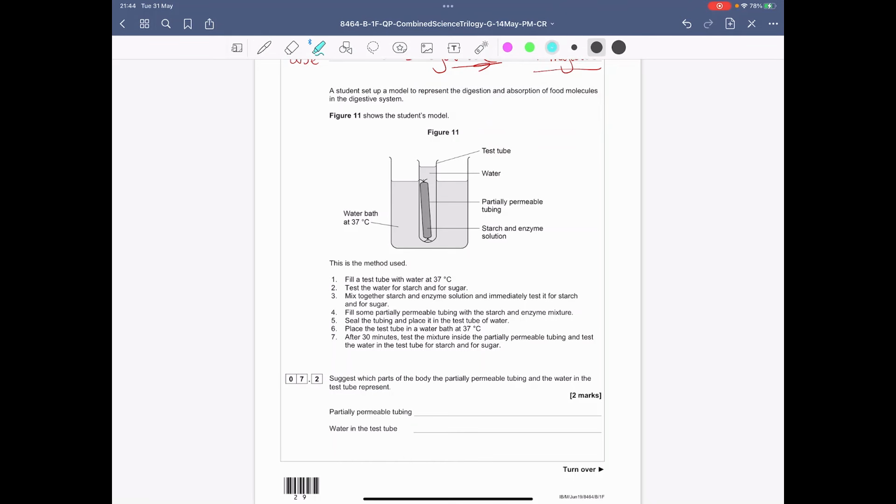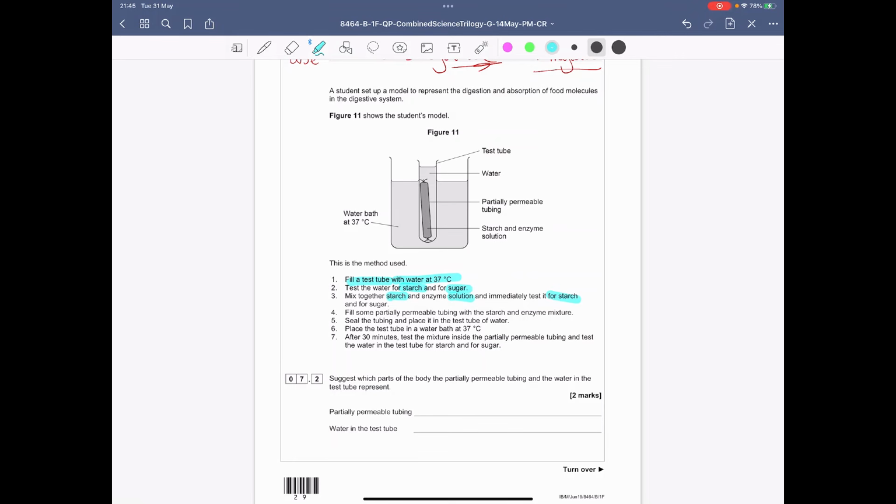So this is their method. They fill the test tube with water at 37 degrees and they test it straight away for starch and sugar. They mix together the starch and enzyme solution and immediately test it for starch.